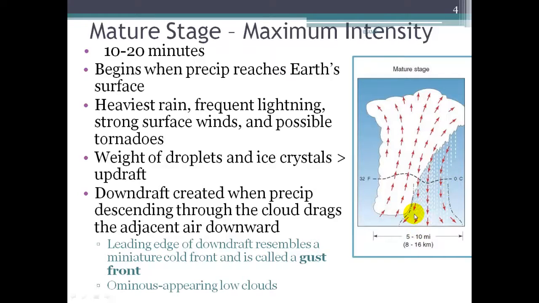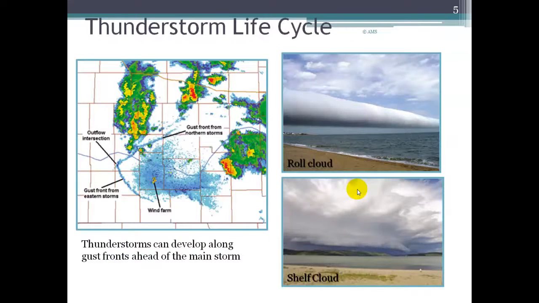The downdraft is called a gust front, and this stage of the life cycle in the thunderstorm is denoted with ominous appearing low clouds. So here's a couple pictures of these ominous appearing low clouds. One is a roll cloud. This is produced from the gust front, sometimes, not always, and the circulation that ensues from that gust front hitting the surface. And then a shelf cloud, which is this little guy here. It's kind of like a skirt around the thunderstorm, again from the gust front.